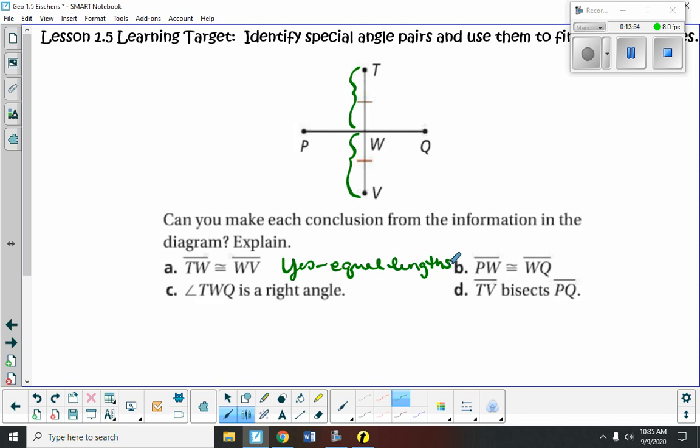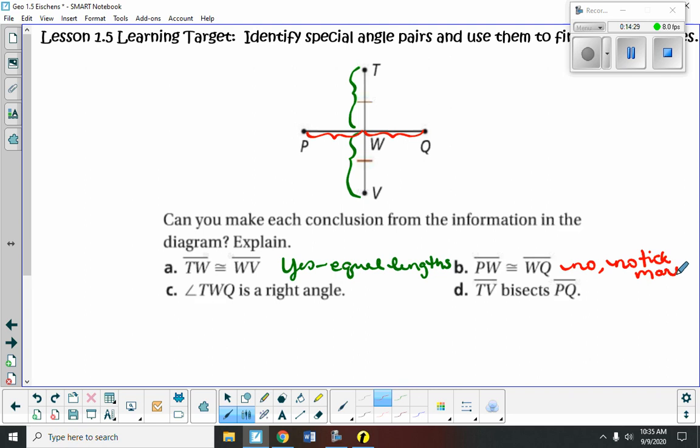Next, it says that segment PW is congruent to segment WQ. Now we're talking about this and this. Well, there are no marks. It looks like they're congruent, but again, if we don't have the marks, we cannot assume that. Here's the thing. This could be 3.9 inches, and this could be 3.8 inches if this was moved over just a hair or whatever. So this would be a no, because there are no tick marks or numerical values.